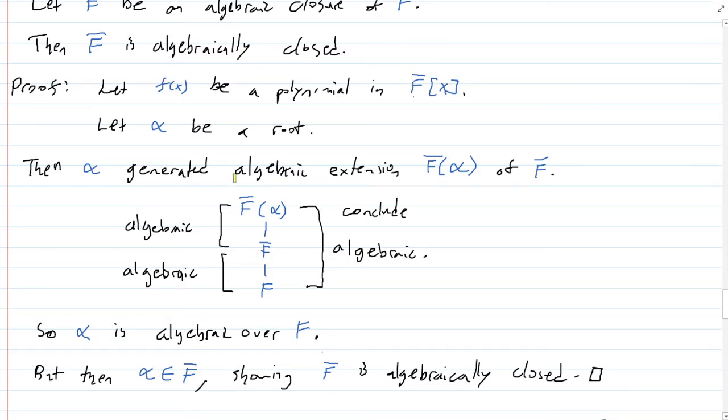Going from this step to this step, we took alpha to be a root of a polynomial with coefficients in F bar, and now we concluded that alpha is a root of a polynomial with coefficients in F. So it's kind of subtle. And so actually alpha is in F bar, because every polynomial with coefficients in F has all of its roots in F bar. So F bar is algebraically closed. Okay.